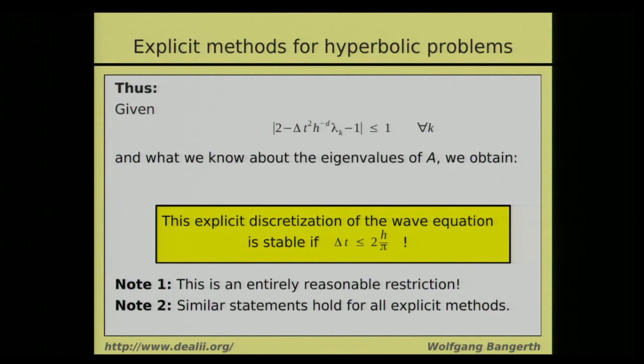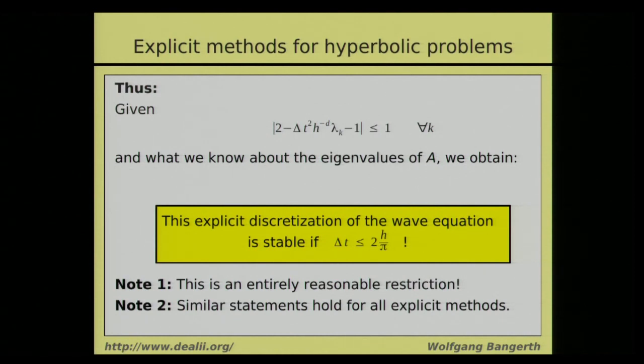I can make a very similar argument for all explicit methods applied to the wave equation or hyperbolic problems of second order, where I will always come out with an inequality of the kind that delta t, our time step size, is less than or equal to some constant times the mesh size h. What exactly this constant is depends on the method. For the method that I have chosen here, I get something like 2 over pi. For other methods, I might get something that is smaller.